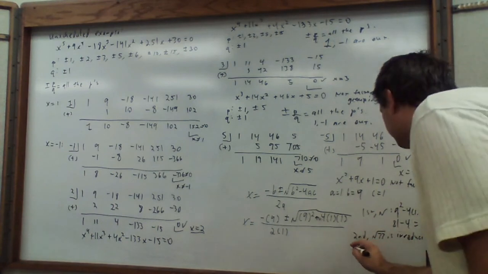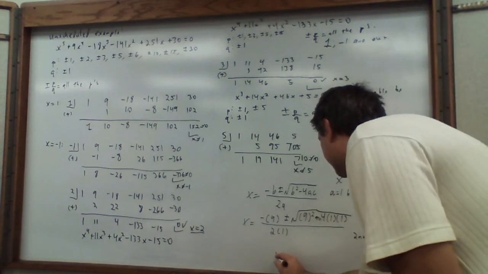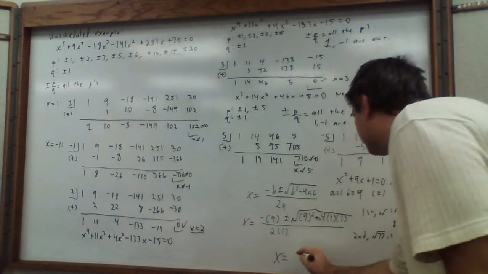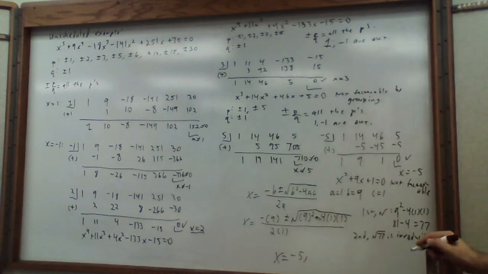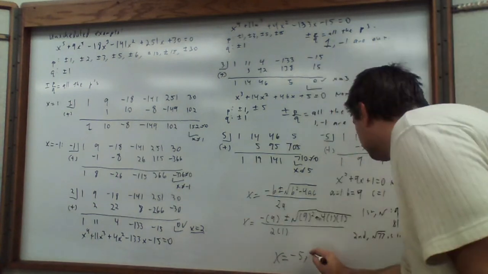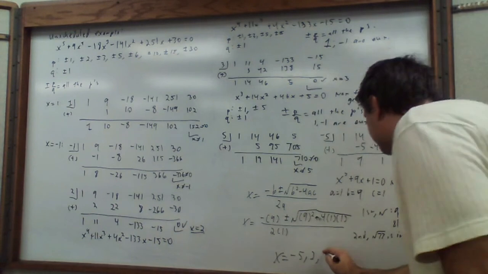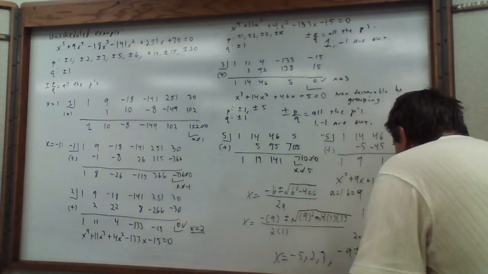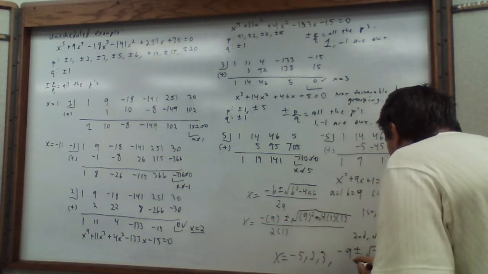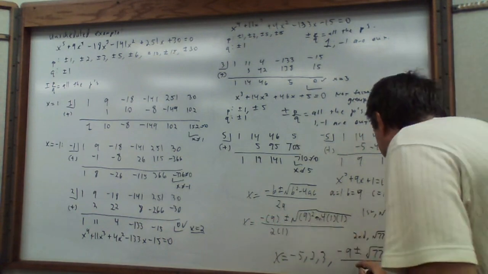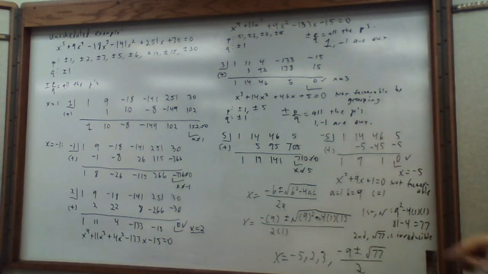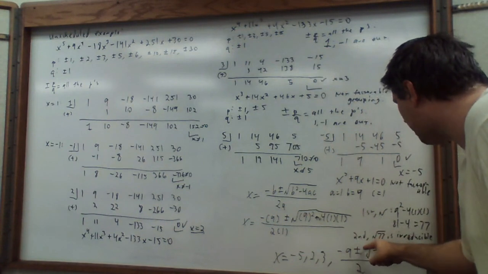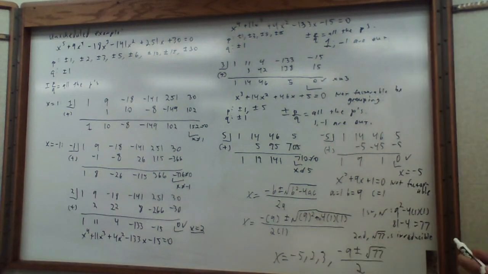So very simply, because we're getting down to it, x equals negative 5, 2, 3, and negative 9 plus or minus the square root of 77 over 2. And it's a fifth degree polynomial. There are 5 solutions. 1, 2, 3, plus is 1, minus is another. 5 solutions here.